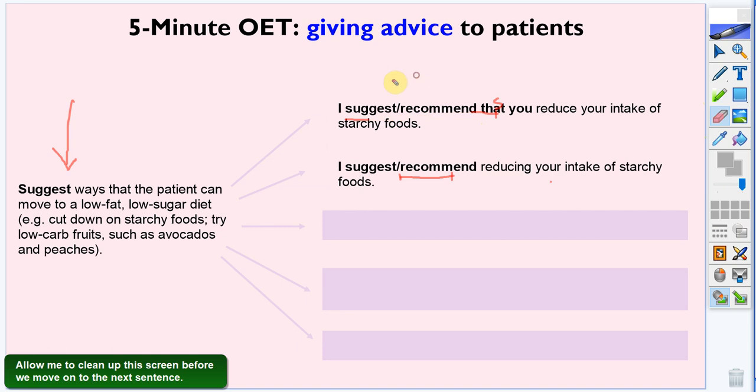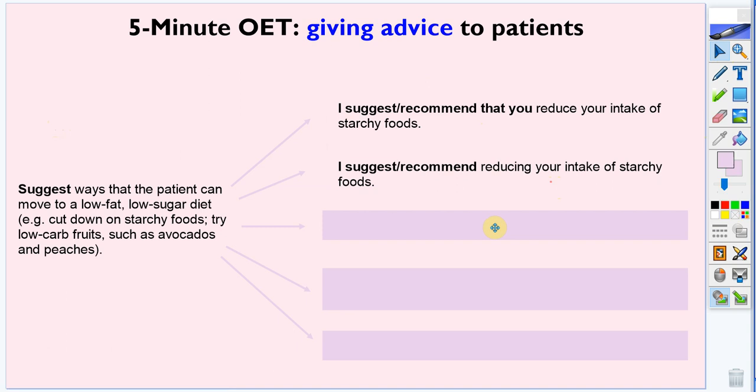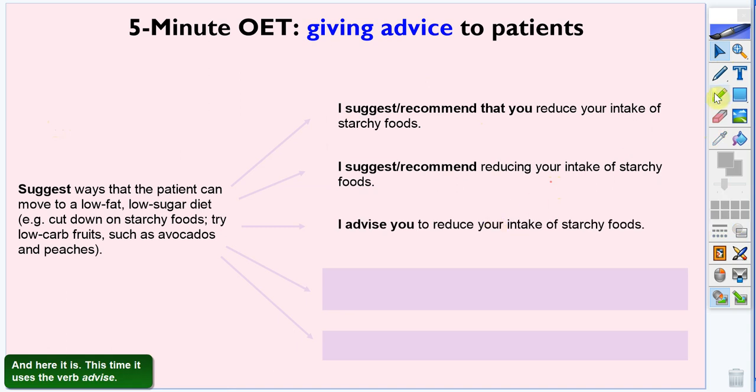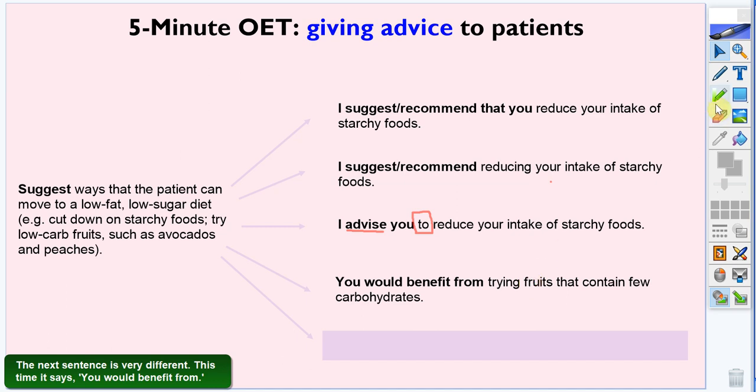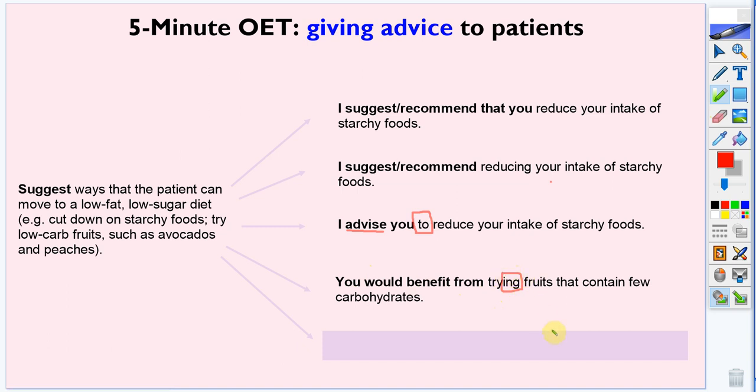Allow me to clean up this screen before we move on to the next sentence, and here it is. This time it uses the verb advise, and please notice that the verb reduce has to before it. The next sentence is very different. This time it says you would benefit from. Please notice that after from we have a verb with ing.